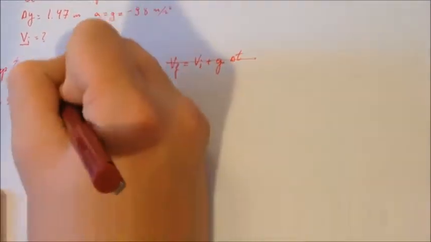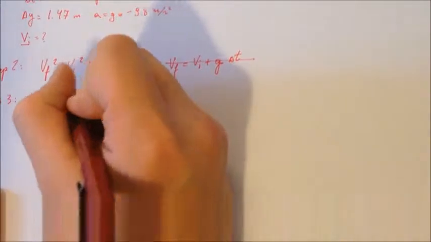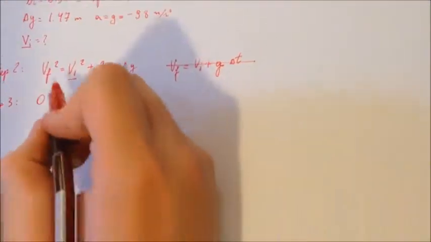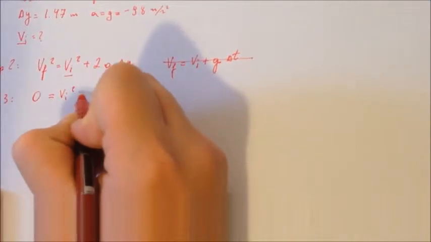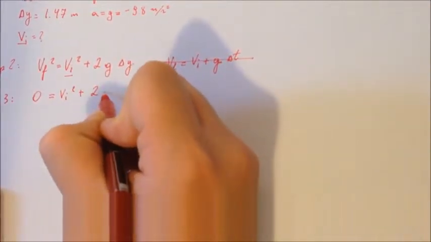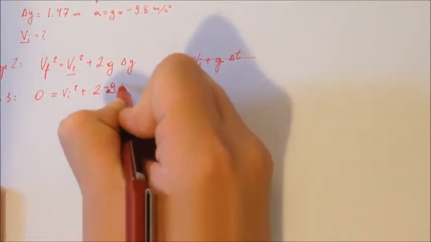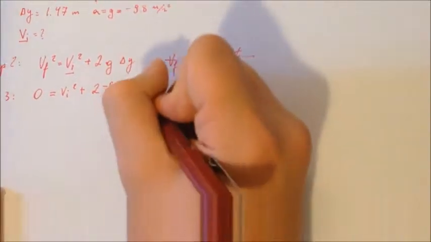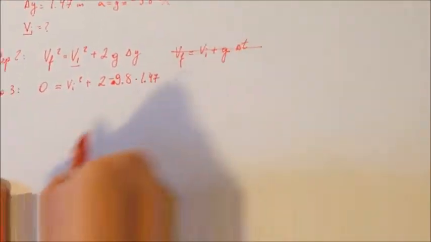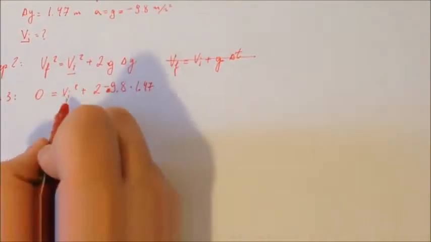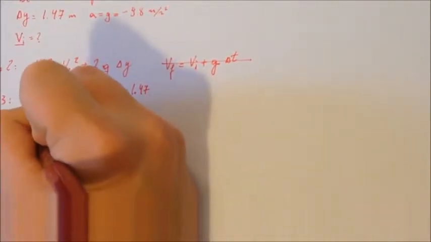So the final velocity is 0, so squaring it will give you 0 again. You can't do much with 0, at least at our level, but later on maybe you could. So the initial velocity is what we are missing. And now we have 2 times negative 9.8 times 1.47. Alright, now we're going to isolate the initial velocity, which will give us this.